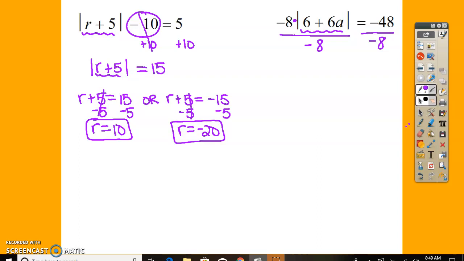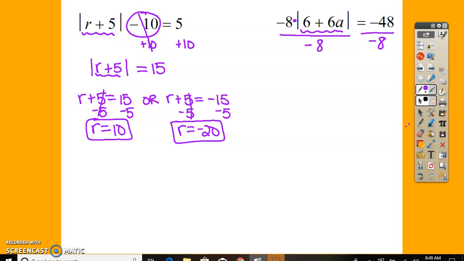Okay, this is just part 2 of the absolute value equations notes. So we'll finish up these last few examples. The one we left off on, remember that it was -8 times the absolute value of 6 plus 6a, and all of that equals -48.